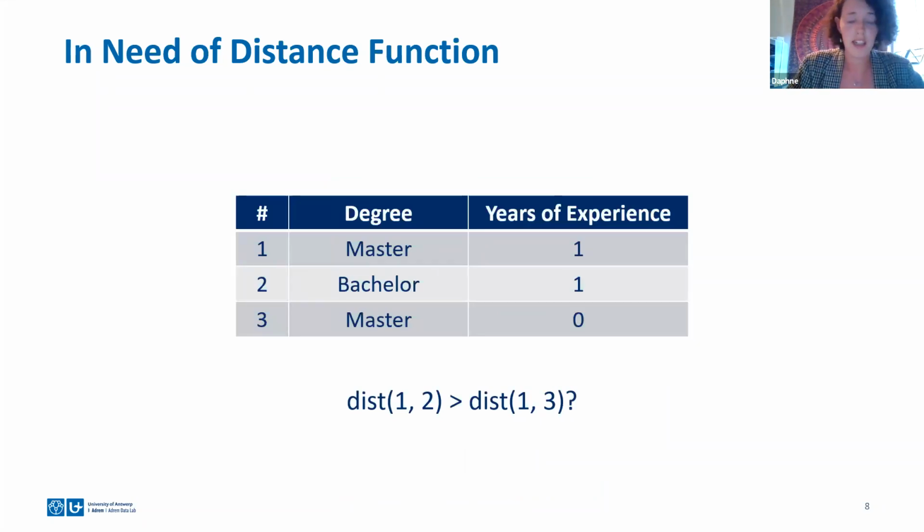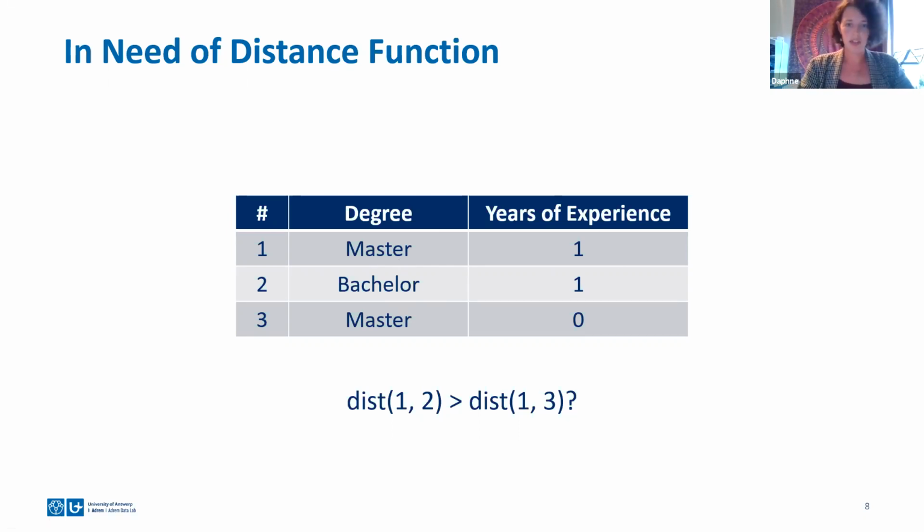Another point is explained here. Say again a similar data set, but this time we are already ignoring the irrelevant attributes, but we added another attribute to the data set. The question we might ask here is, okay, are instances 1 and 2 more similar to each other, or instances 1 and 3, as both pairs only differ on either the degree or the years of experience?